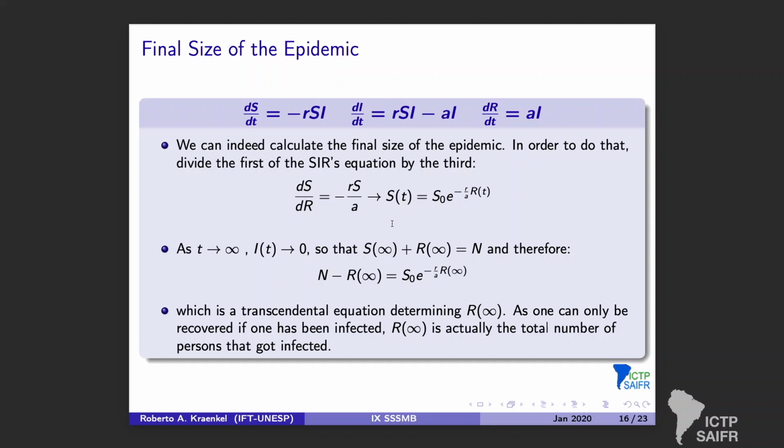So in infinite time, at the end of an epidemic, the end of an epidemic is the moment the number of infected people is 0. Therefore, the total population is composed only of susceptibles and recovered. Okay? So being only susceptibles and recovered means that S plus R is equal to n.